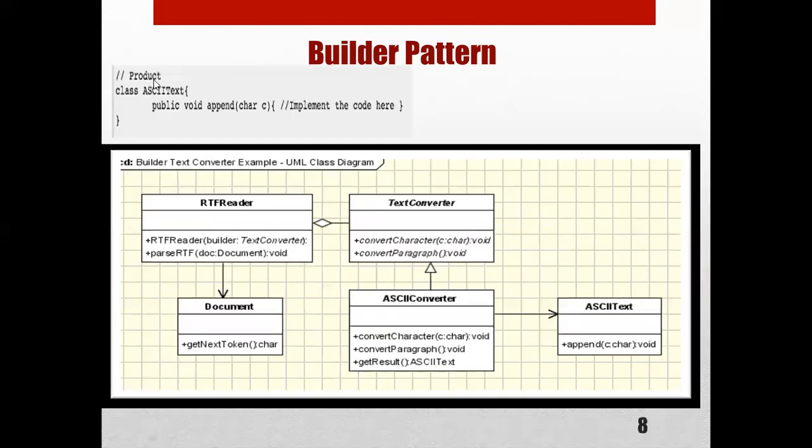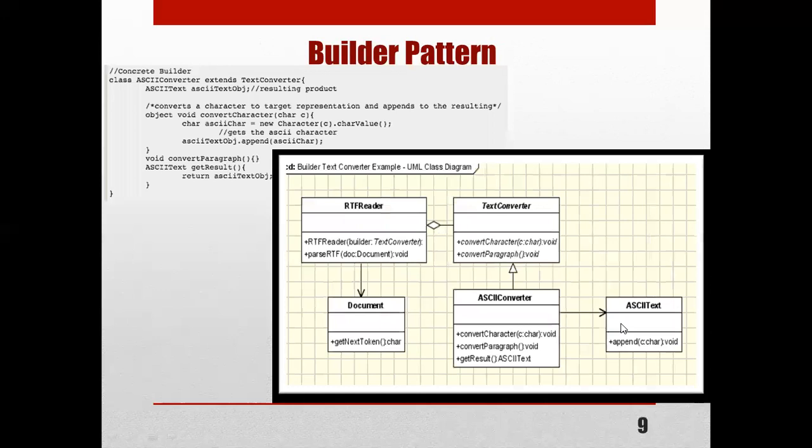Then the next one is the product. The product in the builder pattern is ASCIIText. Here you can see the ASCIIText. It has the method append. Okay, this is the ASCIIText class, that is the product for that builder pattern.